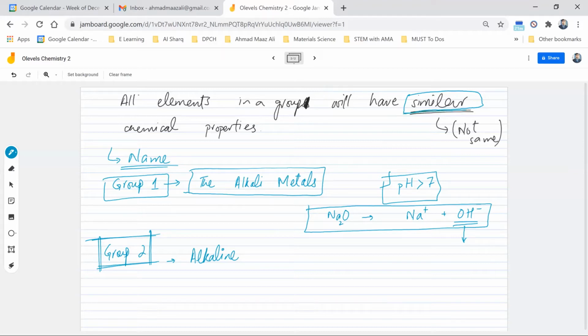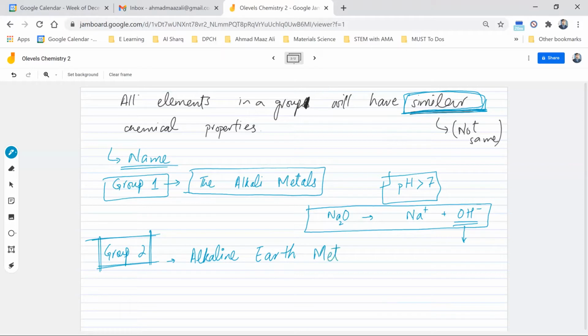That is why we use the word similar properties. Usually the lower ones are more reactive because they're farther from the nucleus. That is true. There is a trend in reactivity, but generally they're all reactive. That is why we've used the word similar and not the same, because their reactivity is not exactly the same. And the group 2 elements are called alkaline earth metals.